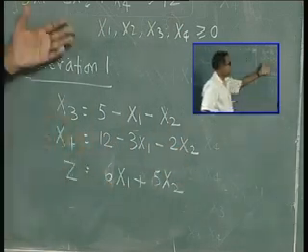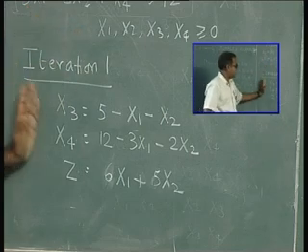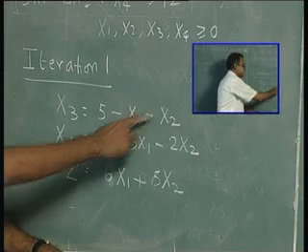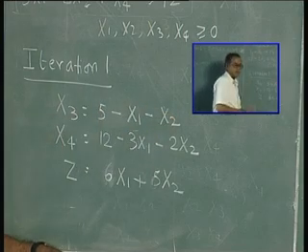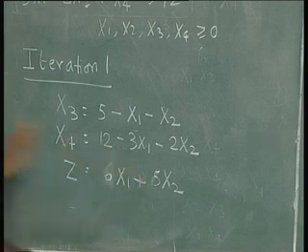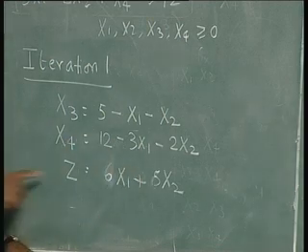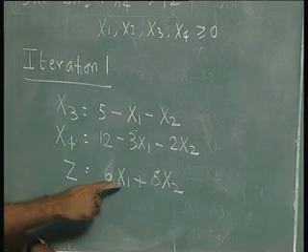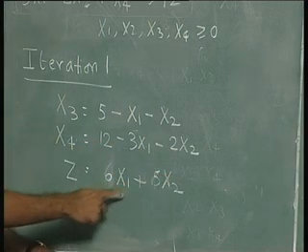x1 and x2 are the non-basic variables, x3 and x4 are the basic variables. Now we can put x1 equal to 0, x2 equal to 0 to have a solution x3 equal to 5, x4 equal to 12, z equal to 0. Now what are we interested in? We are interested in maximizing this z. Right now this z is at 0 because x1 and x2 are non-basic with 0.